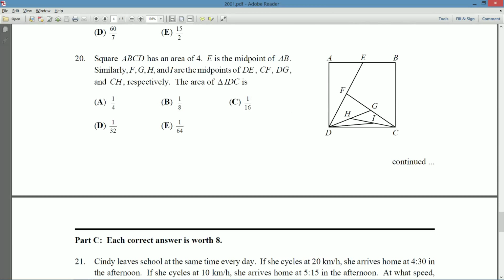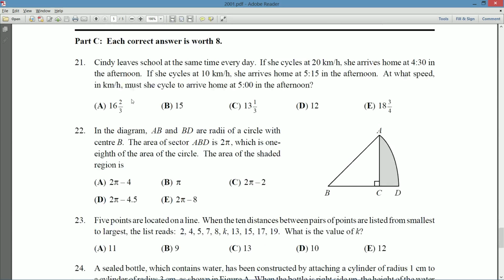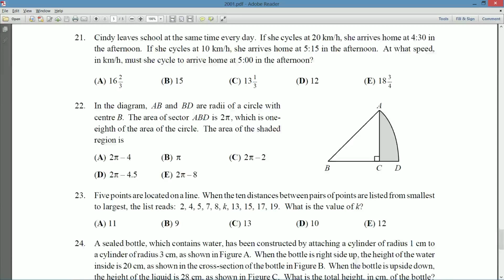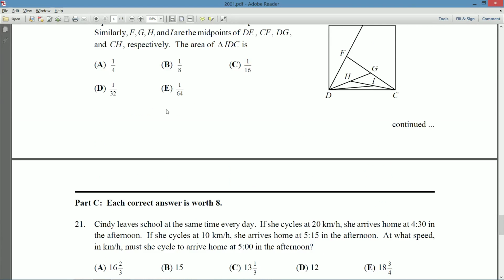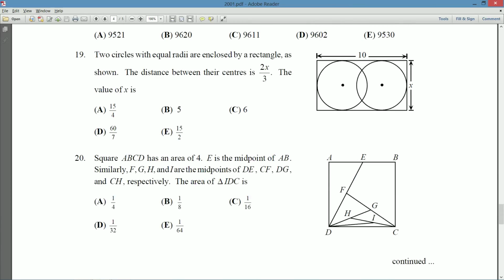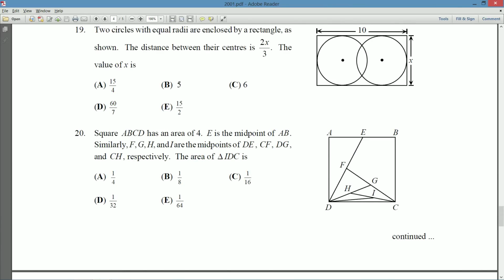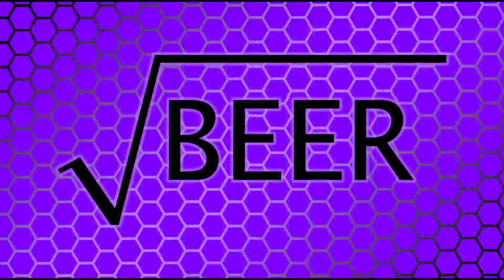So we have just one more question remaining in Part B, and that is question number 20. We're going to take a look at that in the next video, and then we'll move on to the last 5 questions in Part C, where each answer is worth a little bit more, and each question takes a little bit longer. So that's all for now. I'll see you guys next time.